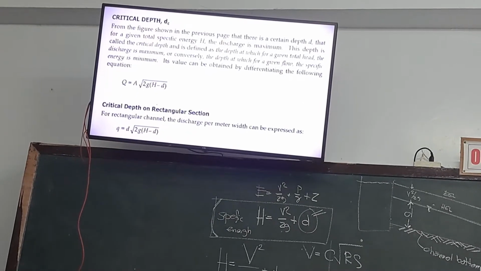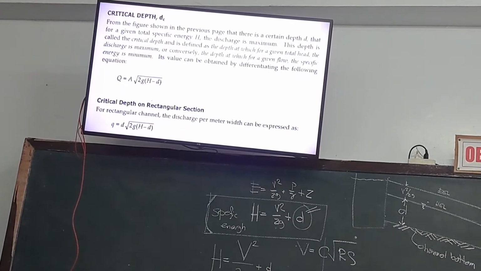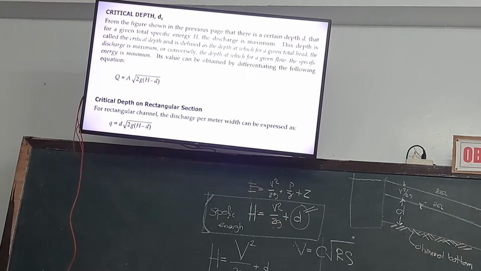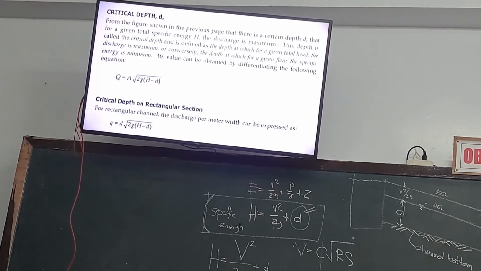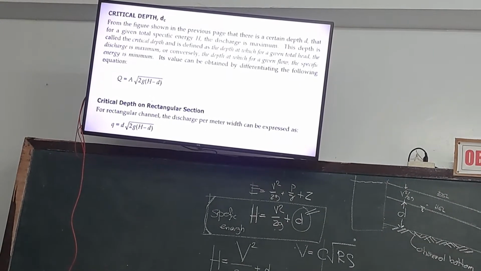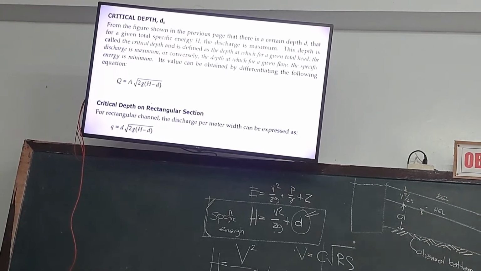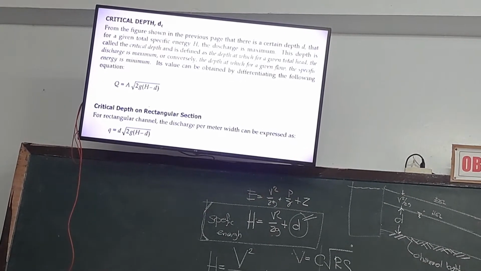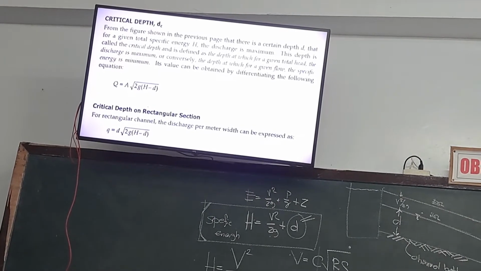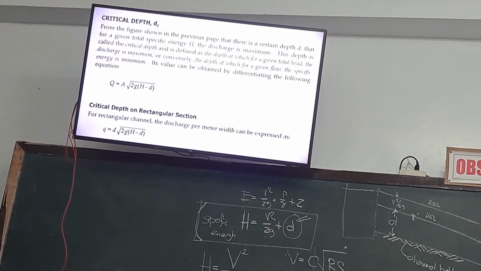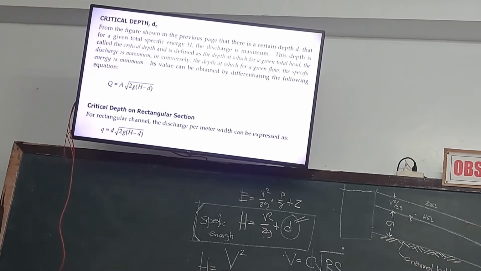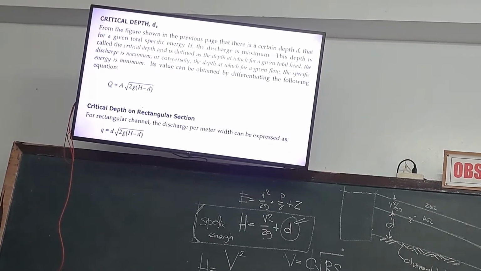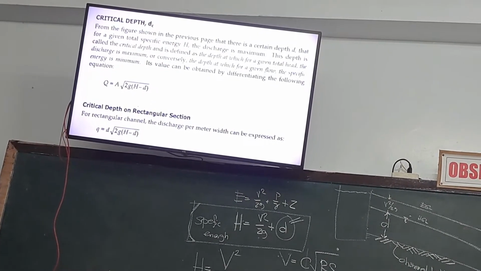There is a certain depth at which, for a given specific energy, the discharge is maximum. This depth is called critical depth. It is defined as the depth at which, for a given head, the discharge is maximum, or the depth at which, for a given flow, the specific energy is minimum. Its value can be obtained by differentiating the following equation.